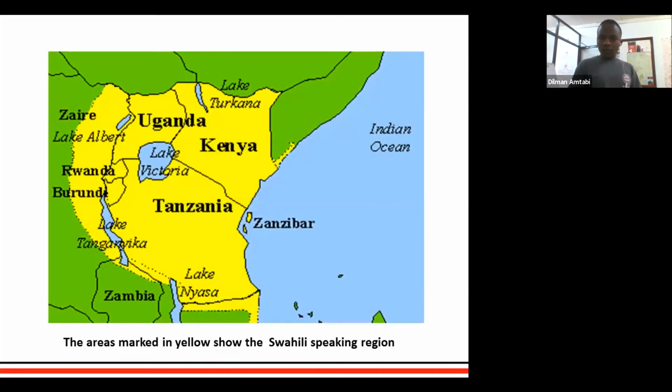And the map here gives the regional representation of the people who speak Swahili. So as you can see from the map, Kenya, Uganda, and Tanzania all speak Swahili. But then when you go to other regions, there is the eastern part of Congo, the northern and eastern part of Rwanda and Burundi, the northern part of Zambia, the northern part of Mozambique, and even the Zanzibar and Pemba Islands. So these are the areas that speak Swahili.